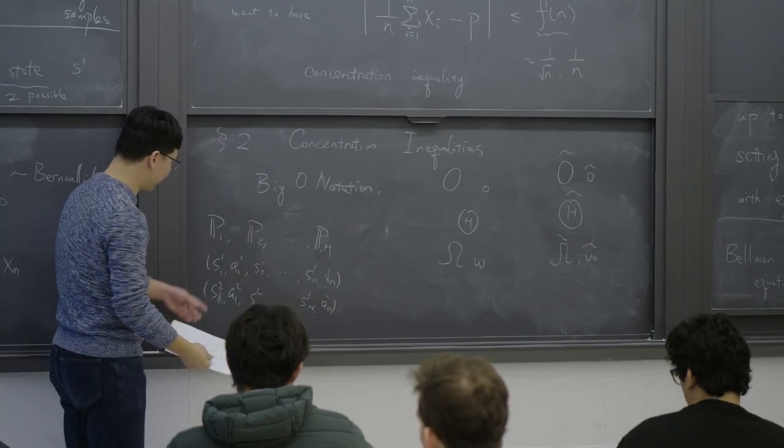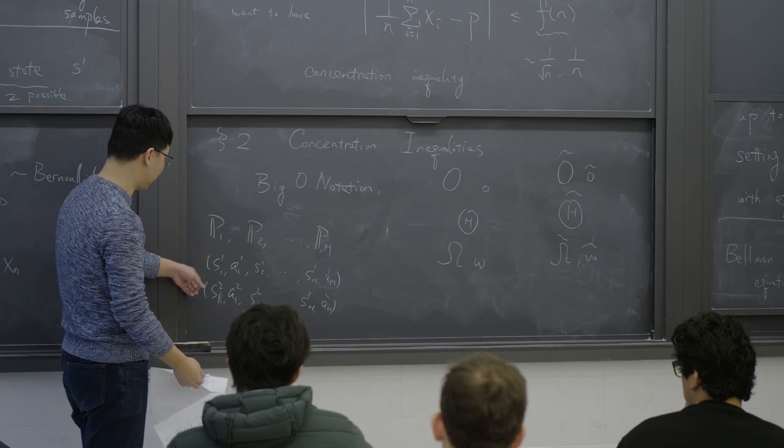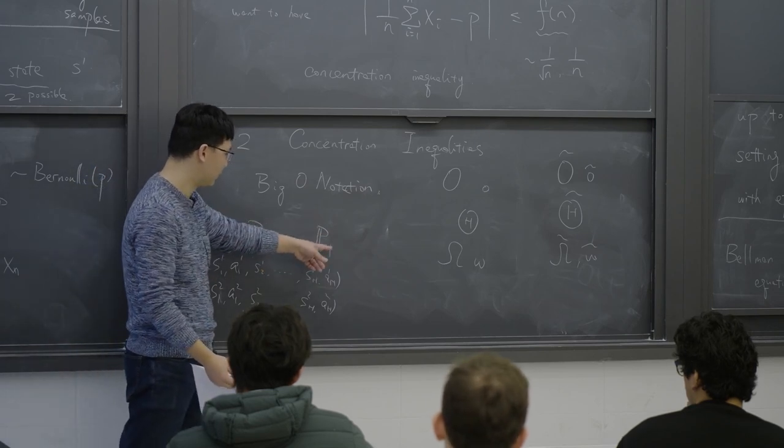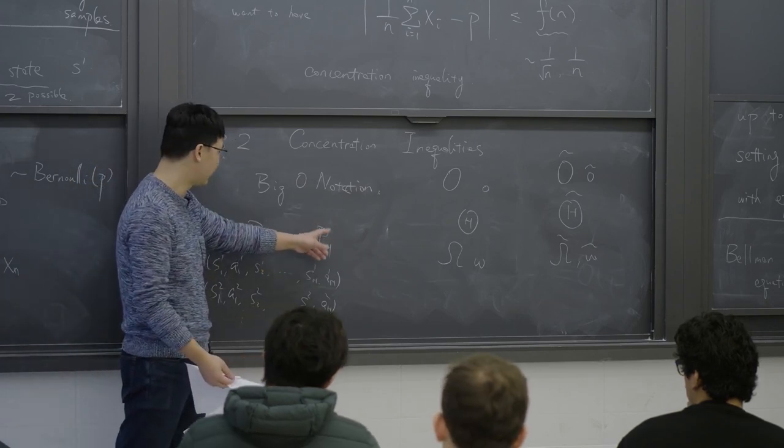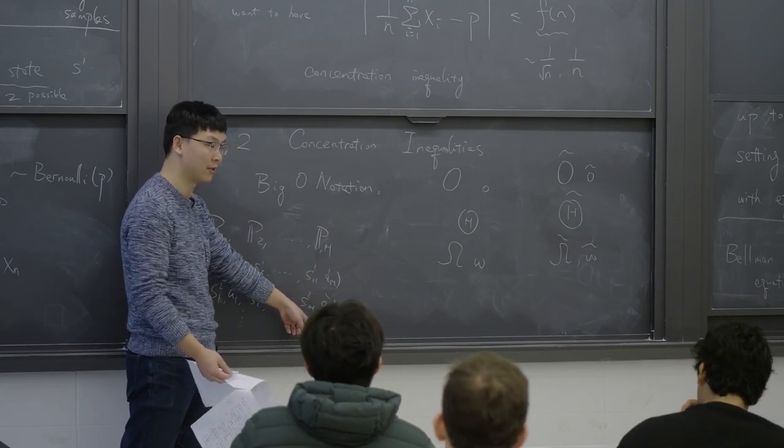In both trajectories, and we can have multiple trajectories, the transition probability at a given step will be the same across different trajectories. So this will be the same transition probability happening at the very last step of both trajectories.